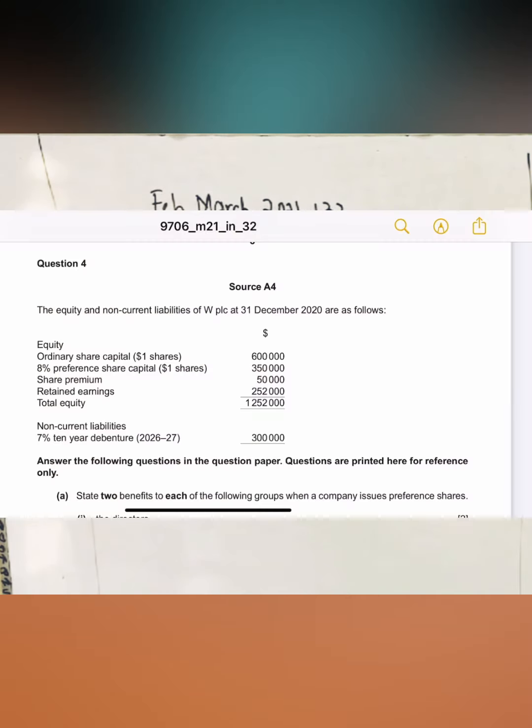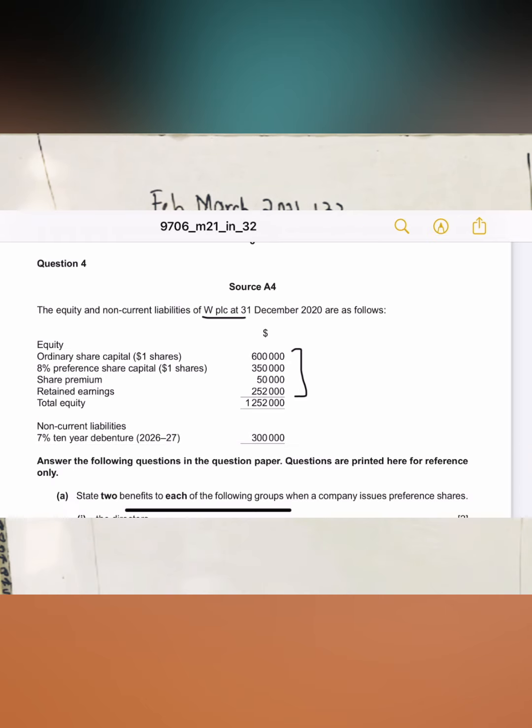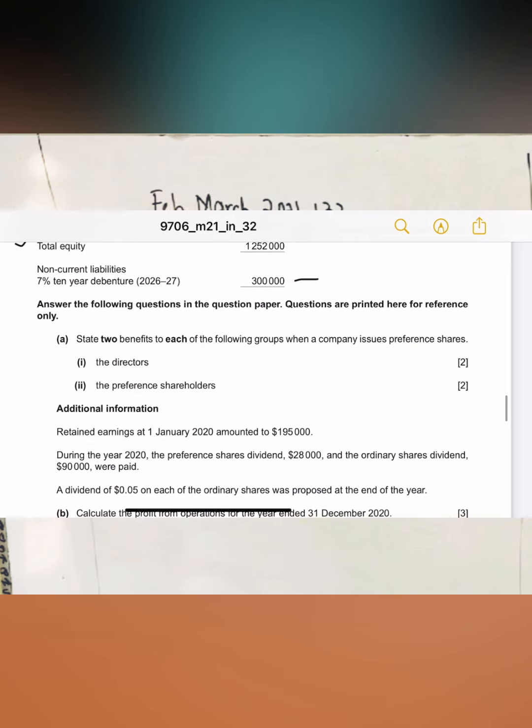It says the equity and the non-current liabilities of WPLC at 31st December 2020 are as follows. And now we have all the amounts stated of the equity, for instance ordinary share capital, 8% preference share, share premium, retained earnings, and you have the total equity, and also the non-current liability, which is 7% debenture. Now the A part states that you have to state two benefits of issuing preference shares. So what are preference shares?